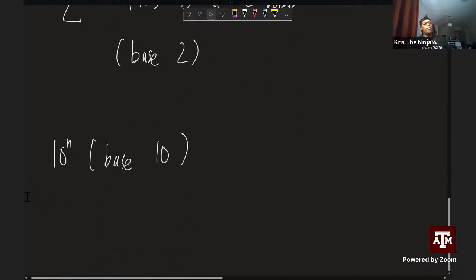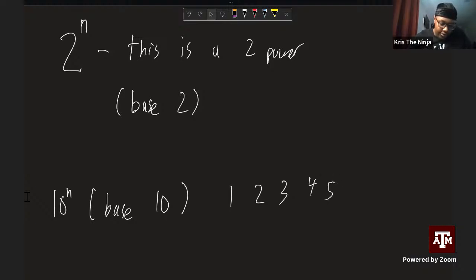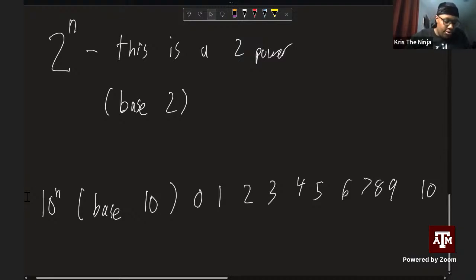So just like in base 10, if you were to count 1, 2, 3, 4, 5, 6, 7, 8, 9, and then 10 to the first power is 10. But 10 to the zero power is 1. Base 10, you count all the way up to 10. But in base 2, you just get to go 1, 2, and then it restarts.